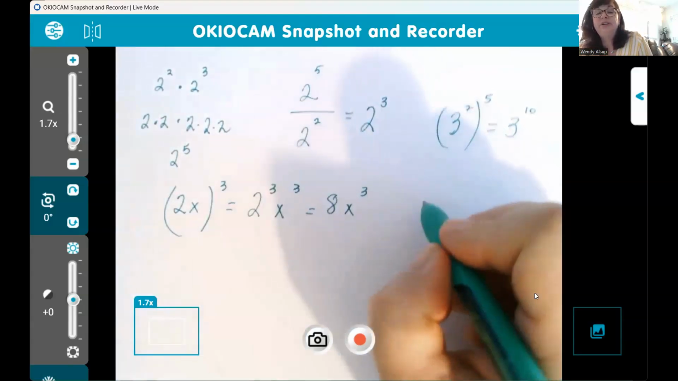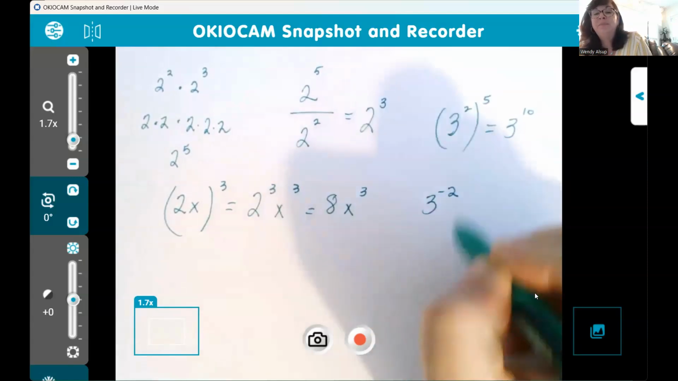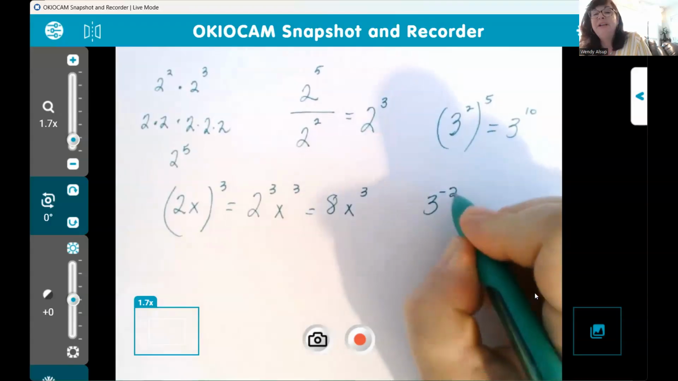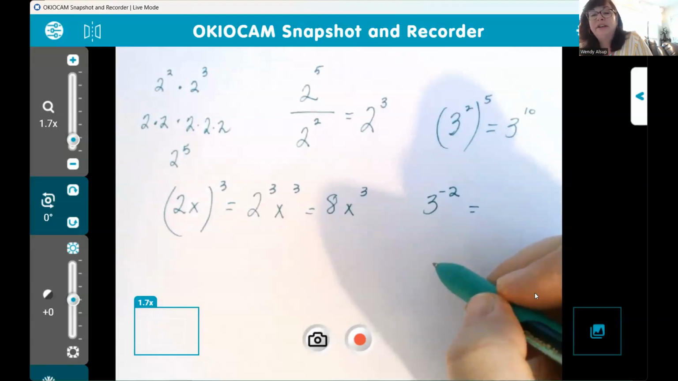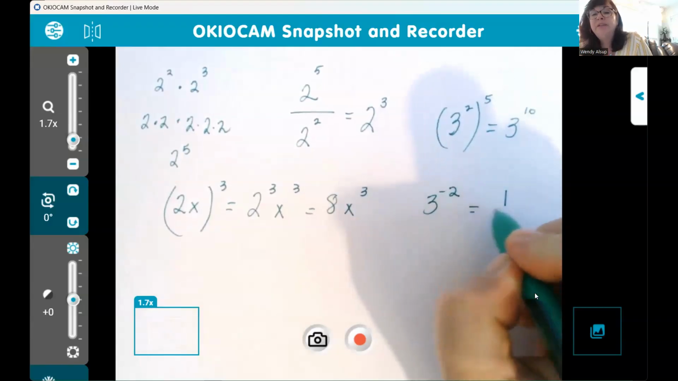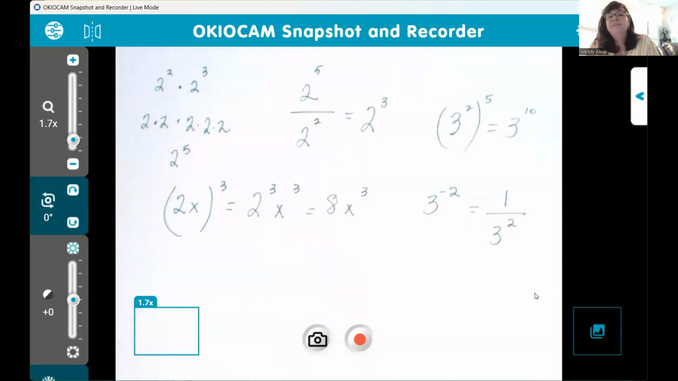Let's do something to the negative power. 3 to the negative 2 power. The negative means to put it in the opposite. If it's in the numerator, put it in the denominator. If it's in the denominator, put it in the numerator. This would be 1 over 3 to the second power, or 1/9. Okay? Laws of exponents. Hopefully you saw that in Algebra 1, but if not, we just had our quick review. All right, going back to our PowerPoint screen then.